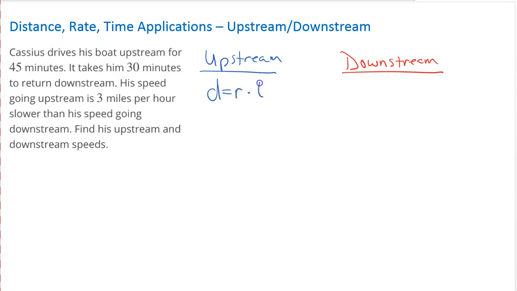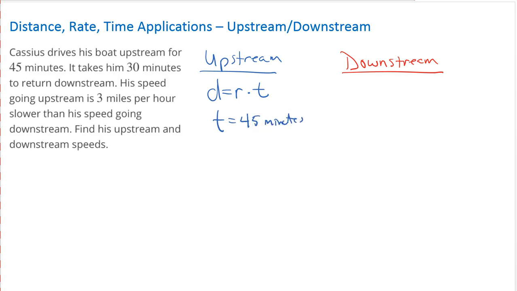Now, what is pretty consistent about all these distance, rate, time problems is that you have two different situations going on. And in this particular problem, we have an upstream situation, and then we have a downstream situation. So my goal is to think about all of this, upstream and downstream, in terms of distance equals rate times time. So first let's do the upstream. He goes for 45 minutes, so our time is equal to 45 minutes, okay?